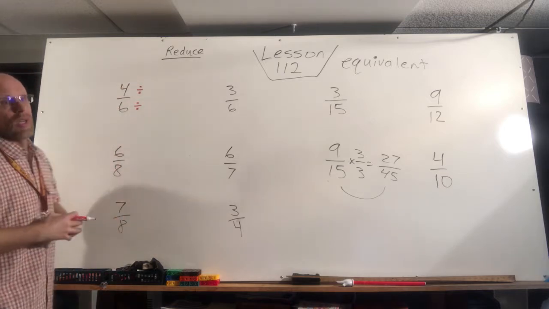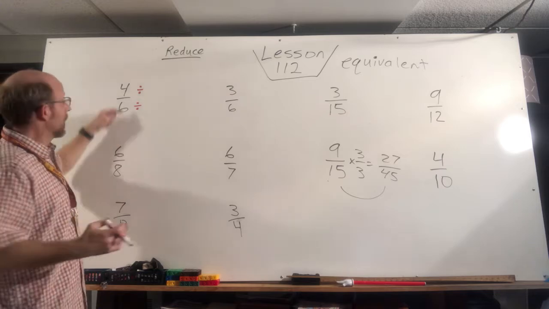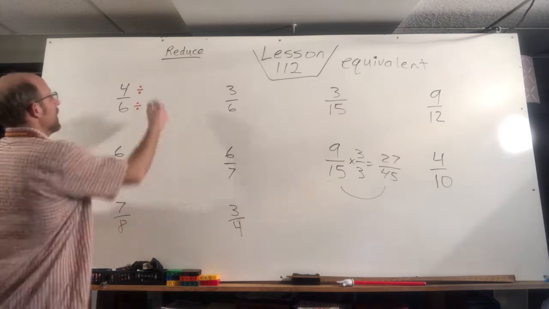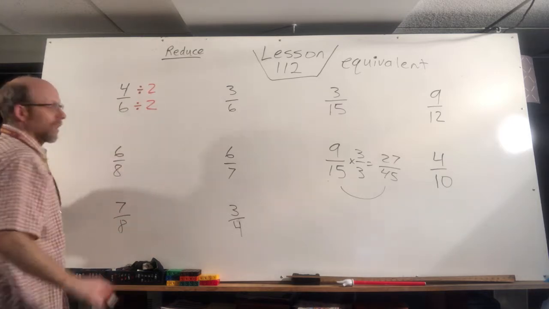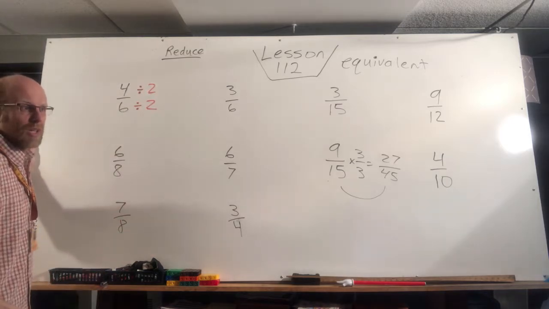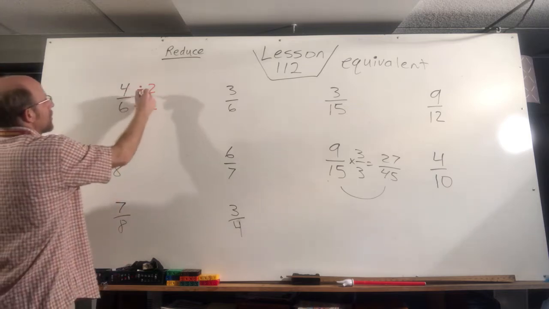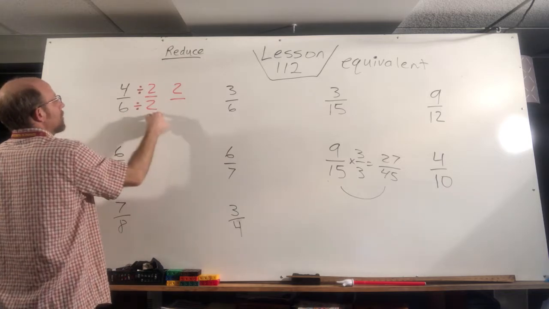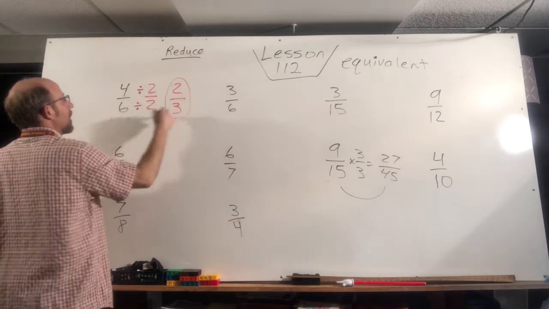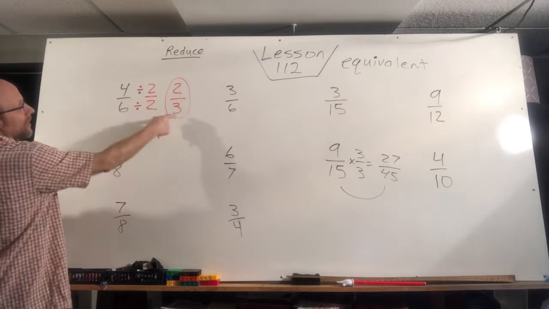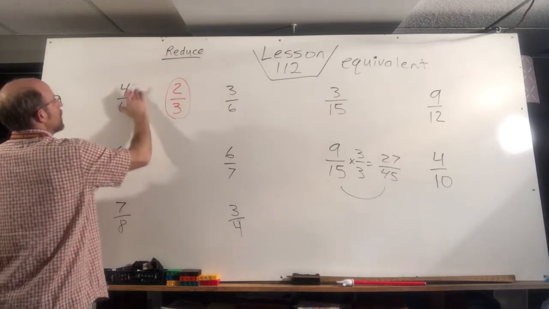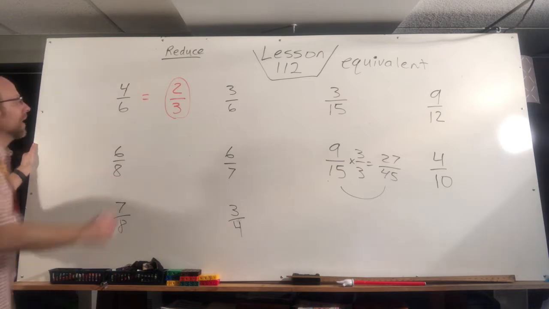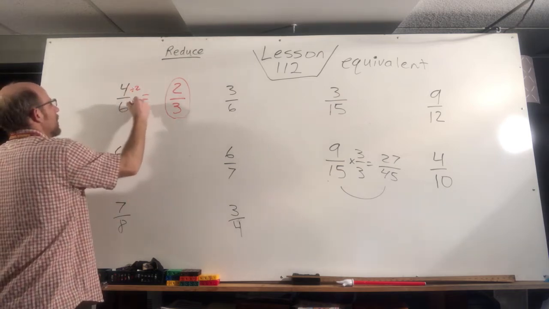So what number can I take out of both those? Fun fact: if you have two even numbers, you can always take out a 2. Sometimes if you take out a 2, you might have to keep going. But here, 4 divided by 2 equals 2, 6 divided by 2 equals 3. So 4/6 reduces to 2/3. 4/6 equals 2/3. That's how you do that. So you divide by 2, divide by 2.